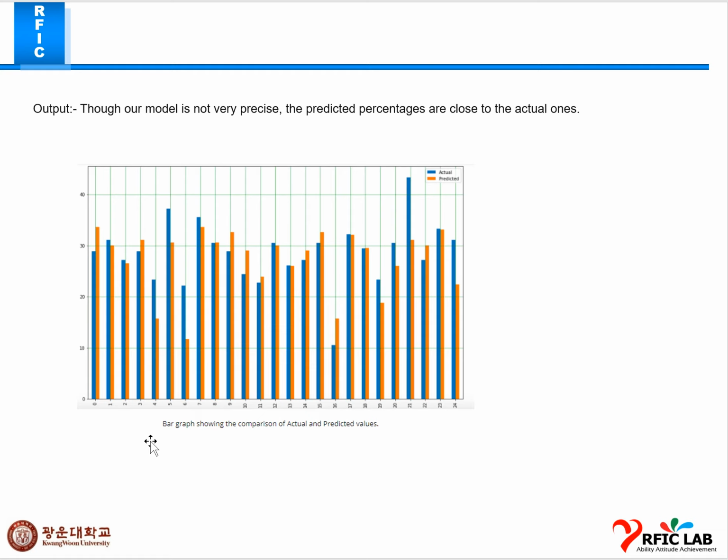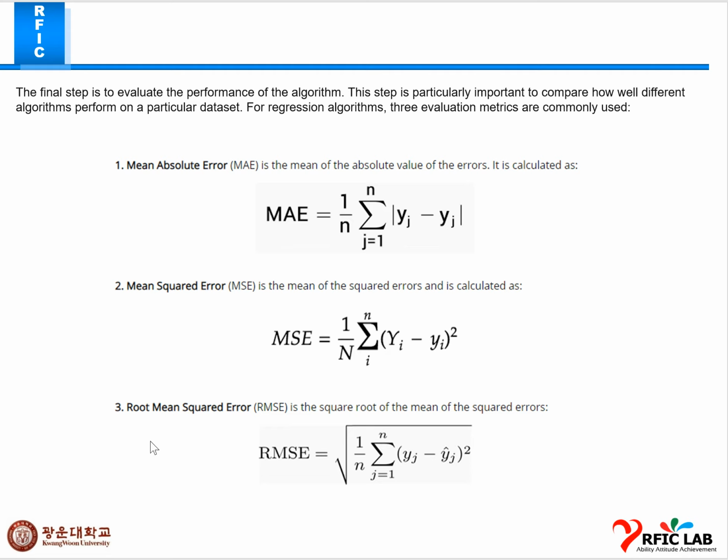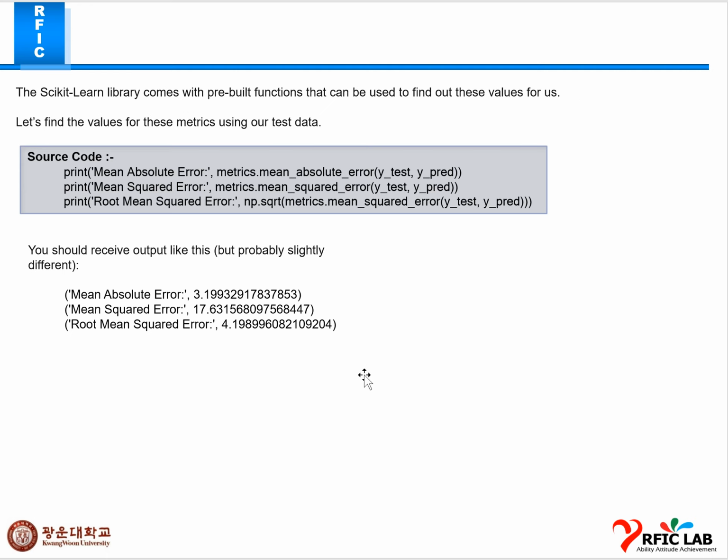After that, this is our model, very precise, and the predicted temperatures are very close to the actual ones. And this is the final step, where you can evaluate the algorithm by using mean absolute error, mean squared error, and root mean squared error. I have mentioned the formulas to find the mean absolute error, mean squared error, and root mean squared error. Using these formulas we can get the value of the error also.